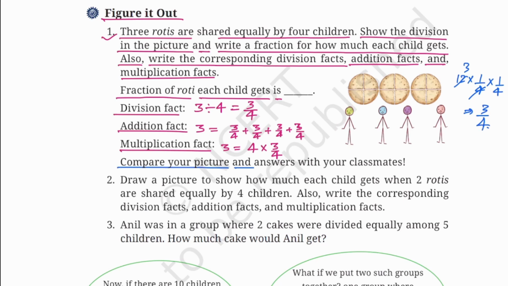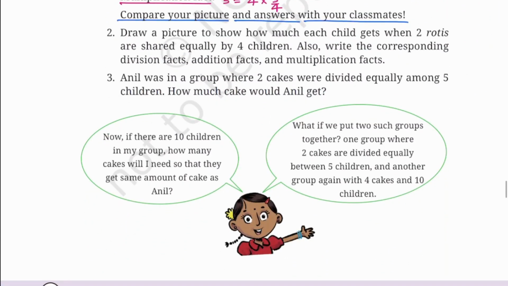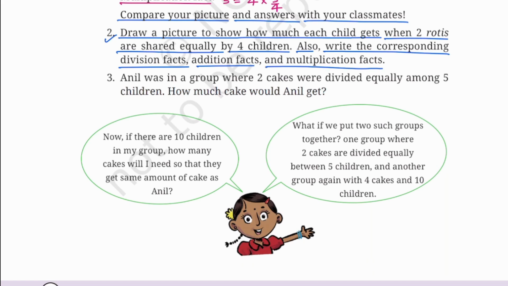Compare your picture and answers with your classmates. 2. Draw a picture to show how much each child gets when 2 rotis are shared equally by 4 children. Also, write the corresponding division facts, addition facts, and multiplication facts. You have to divide 2 rotis among 4 children. Division fact, 2 divided by 4 is equal to 2/4 is equal to 1/2. Each child will get half.